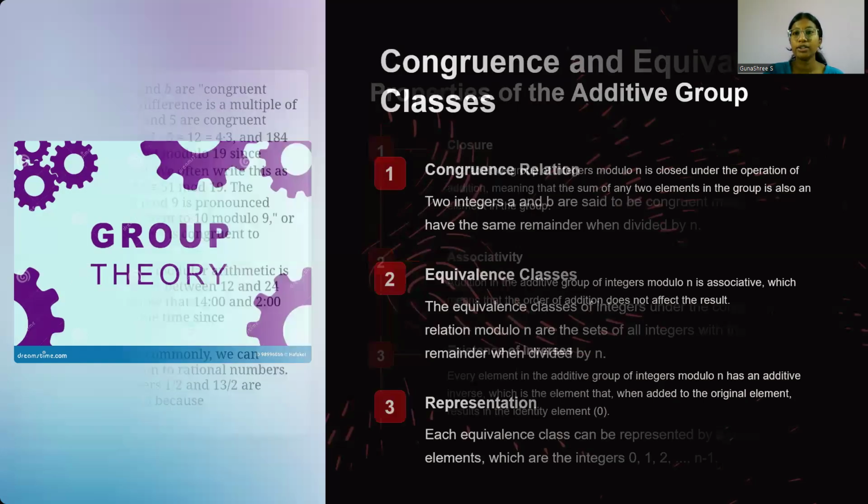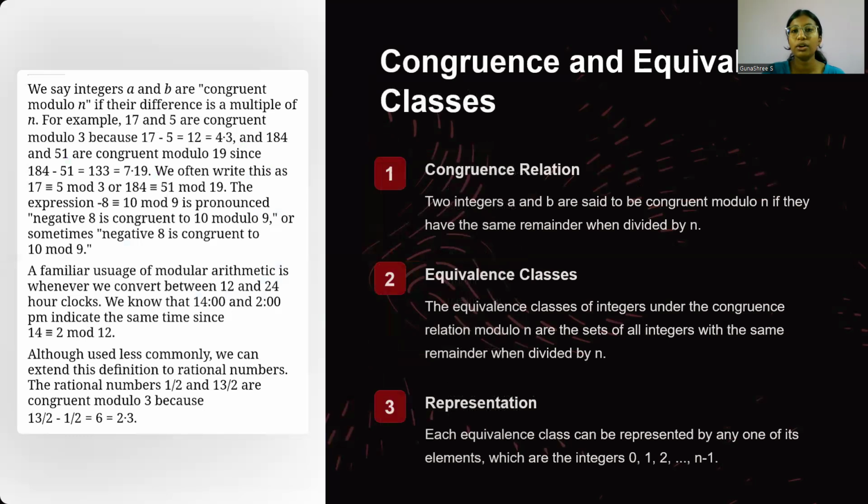Moving on to what is congruence and equivalence classes. The first is the congruence relation. Considering two elements a and b, they are said to be congruent modulo n when they have the same remainder when divided by n. Next is the equivalence classes.